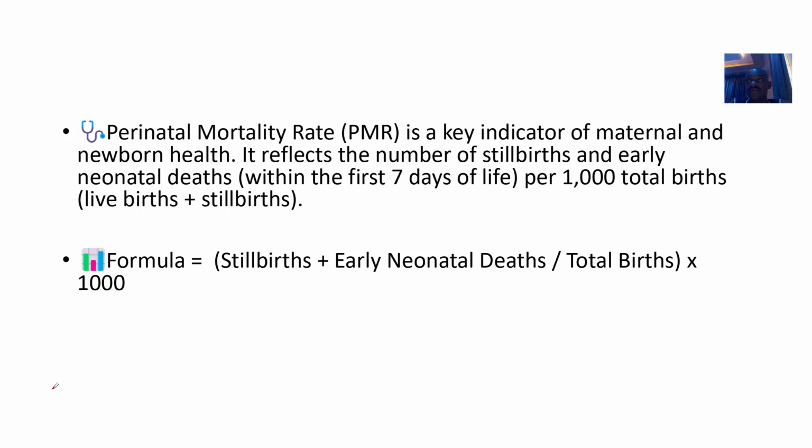So the formula to calculate this is what? Stillbirths plus early neonatal deaths. Okay. All right. How many babies actually were born dead, and how many babies at least survived day 2, 3, 4, 5, 6, 7, all right, before they died. Do you understand? Over the total number of births you had in that hospital or in that community, then you multiply by 1,000.